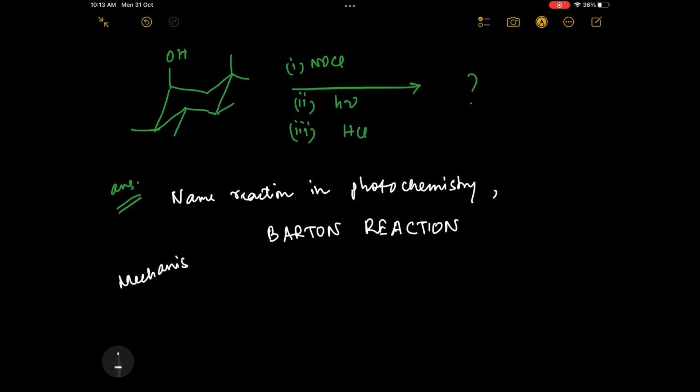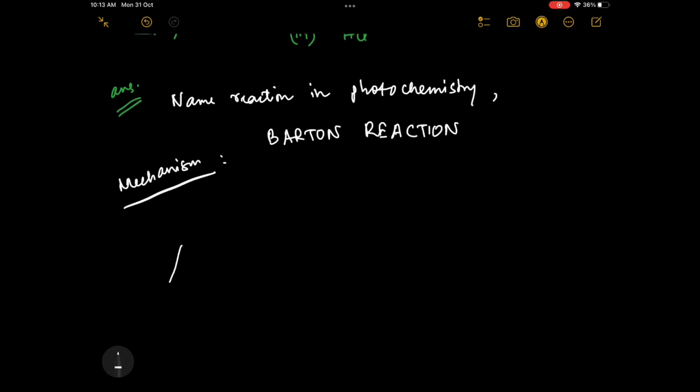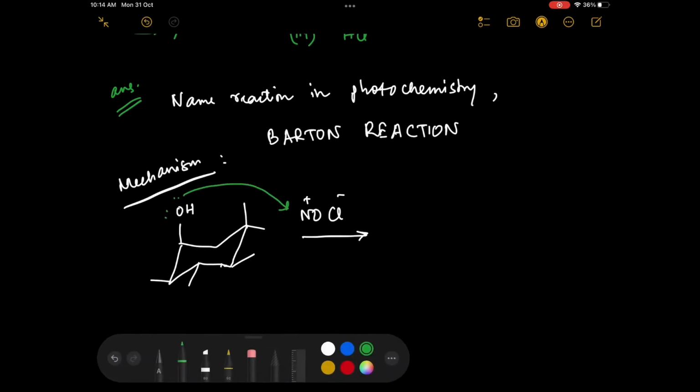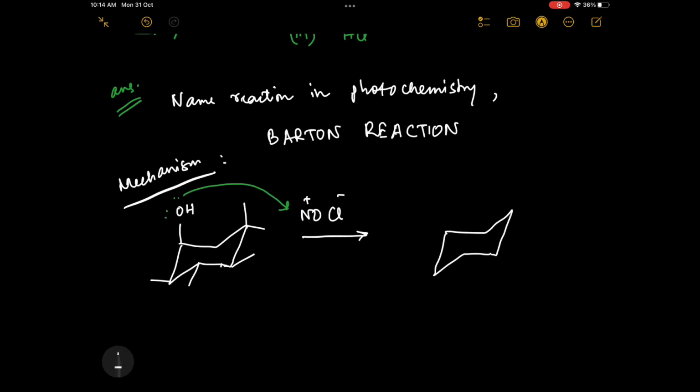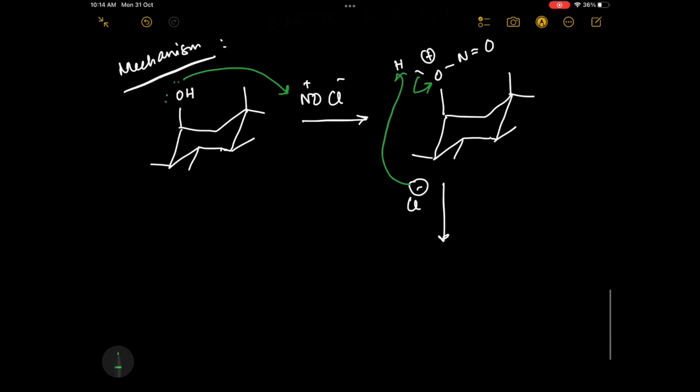Let us check the mechanism of the Barton reaction. What is happening is that we have the OH, and it reacts with NOCl, being NO+ and Cl-. The lone pair of the OH attacks the NO+ part, and it becomes O+ with N double bond O, and then the Cl- that is present abstracts the H, and it becomes the nitrite ester. So the functional group is O-N=O.